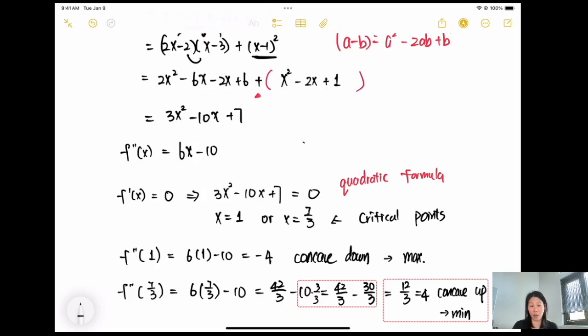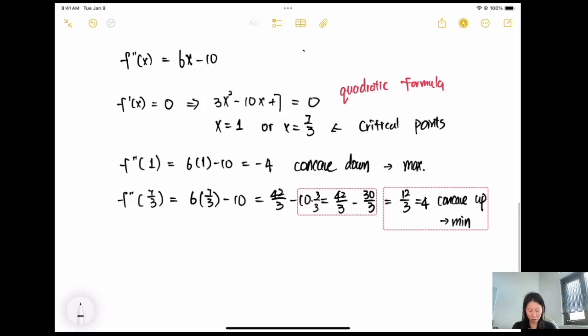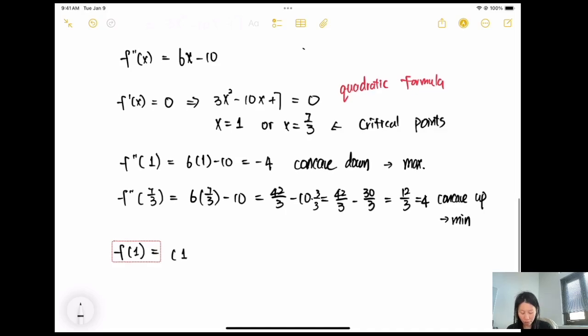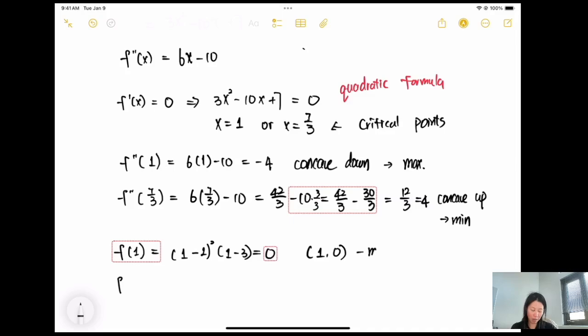Now, we still need to find those points. We only know the x value; we still need to know the y value. So to find the y value, we need to plug x equals 1 into the original function. We have (1 minus 1) squared and then (1 minus 3). So that gives you 0. That's our first critical point, (1, 0). In fact, we just found that it is our maximum. Remember that finding a maximum or minimum, these will be a point. So our maximum value is equal to 0.